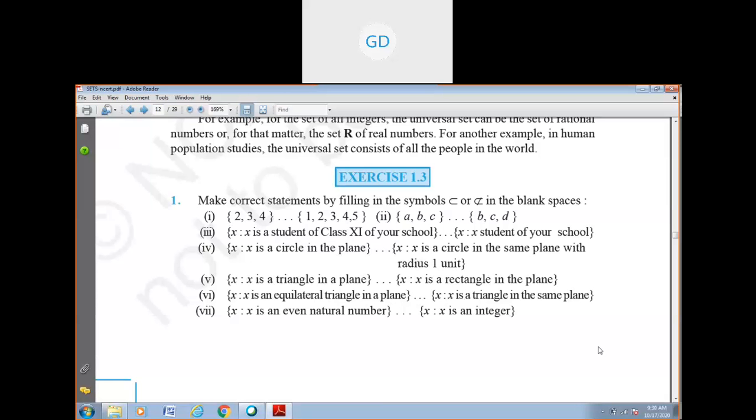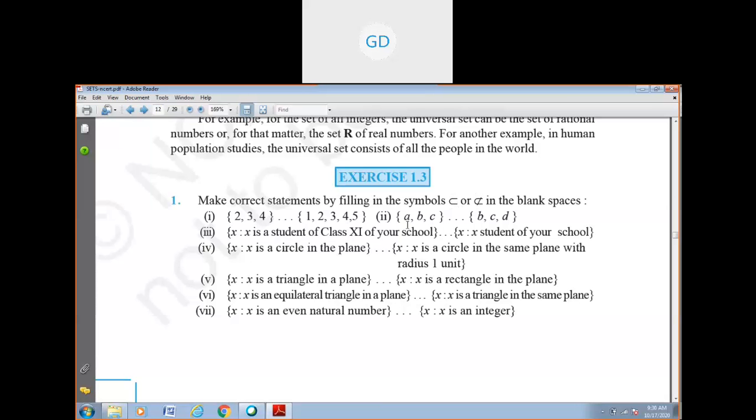Look at sub-question one. Here we have to use the symbol subset or not subset. We have to observe whether the first set is a subset of the second set or not. The first set consists of 3 elements: 2, 3, 4. The second set consists of 1, 2, 3, 4, 5. So very clearly, the elements of the first set belong to the second set. So obviously it is a subset, so the subset symbol will be here. This is the symbol of subset, and this is not subset.